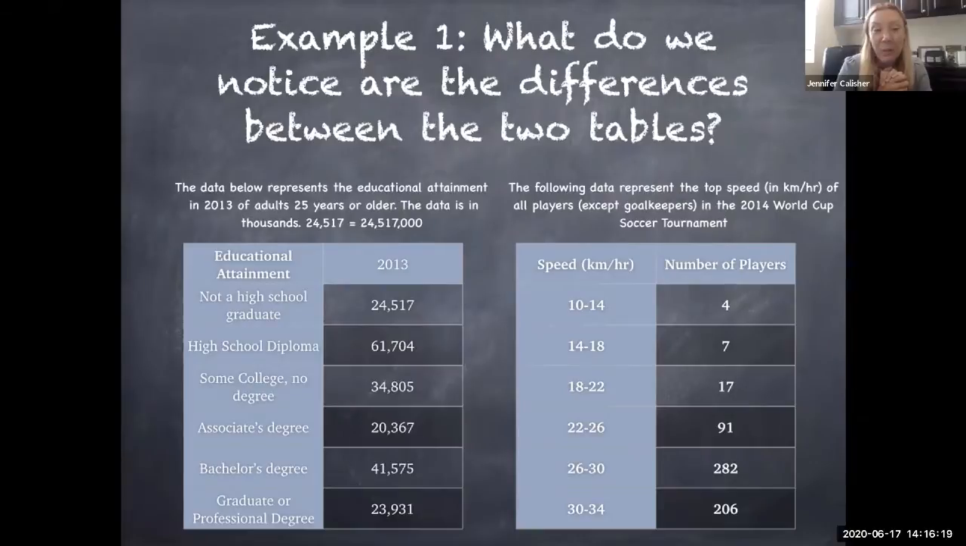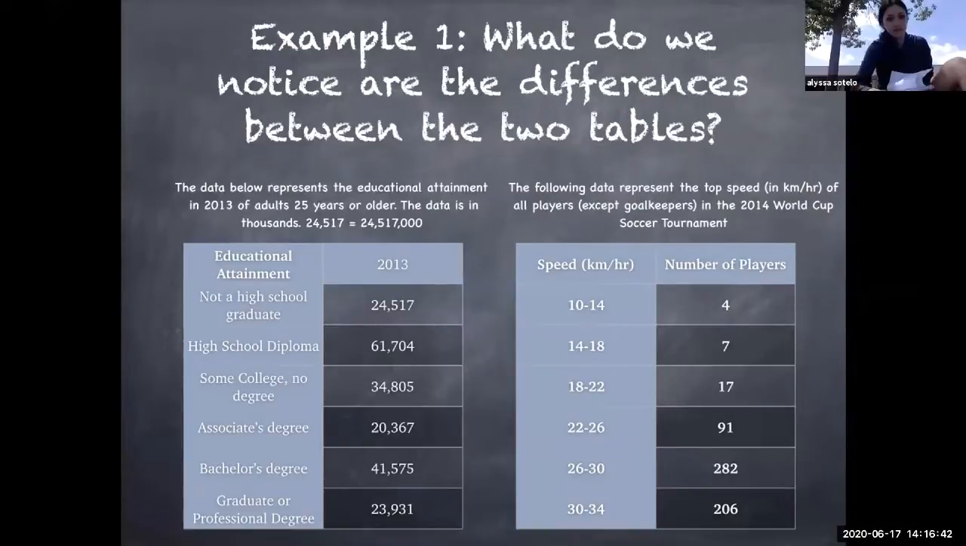Okay, anybody see just one difference right off the start? Alyssa. One of them is a categorical frequency table. Exactly. One of them is categorical. Which one's categorical? The education or the speed? The education. Exactly. That's categorical, right?